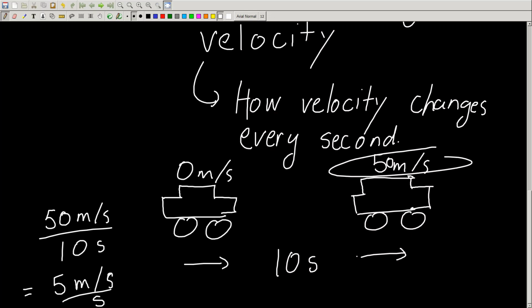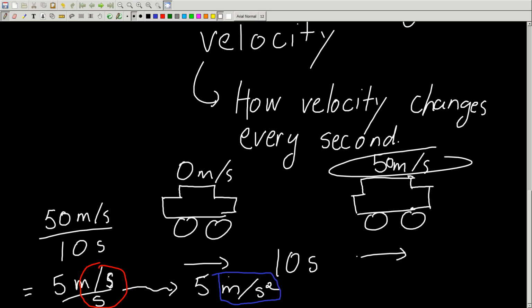Now the neat thing about math is that we can rewrite units. Meters per second every second, which is what I have over here, can be rewritten as 5 meters per second squared. These units right here in the blue and in the red are equivalent. They are the same unit.